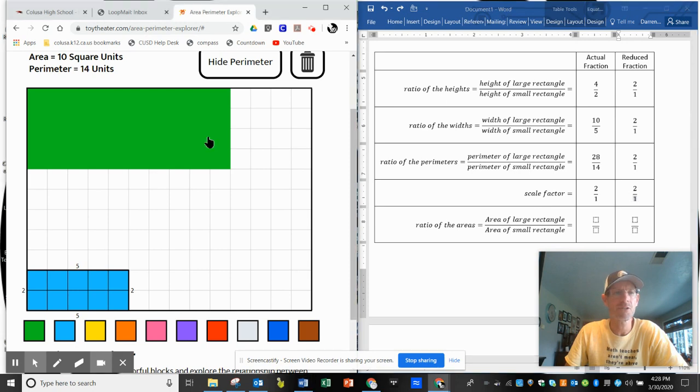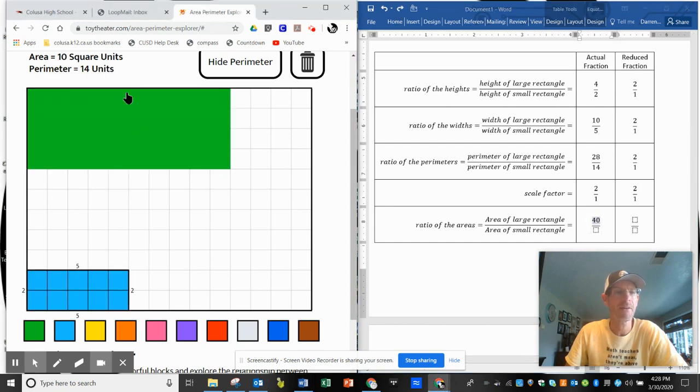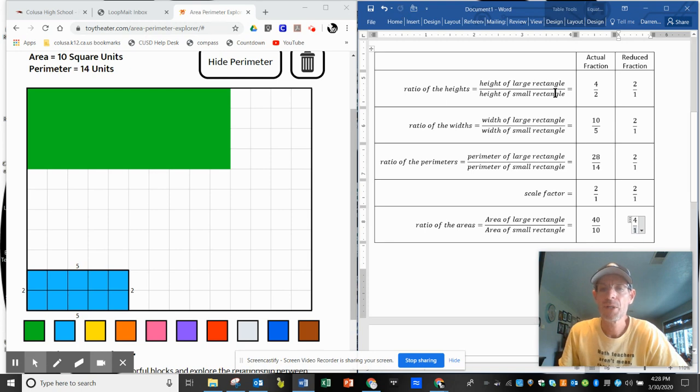The area of the large rectangle, it already calculated it for us, is 40. And the area of the small rectangle is 10. And if we reduce 40 over 10, that doesn't reduce to 2 to 1, that reduces to 4 to 1. So this should not be a surprising result. The whole entire time I was building the rectangles, I was adding 4 to the large rectangle for every 1 that I was adding to the small rectangle.